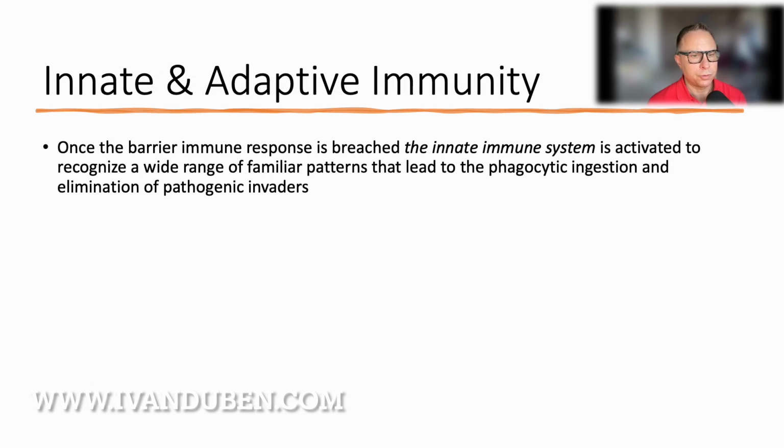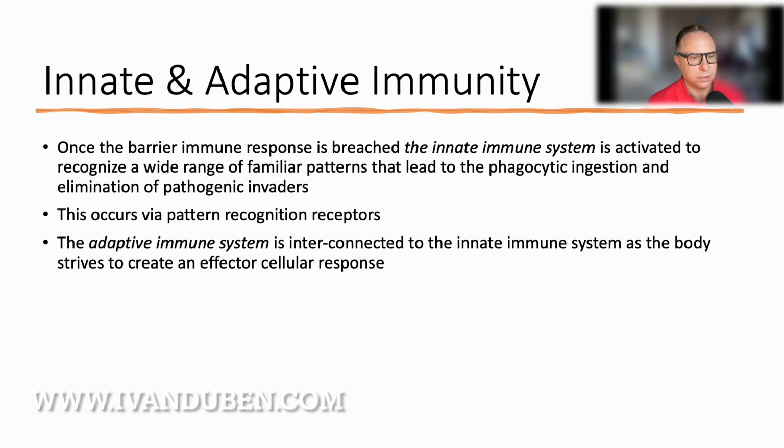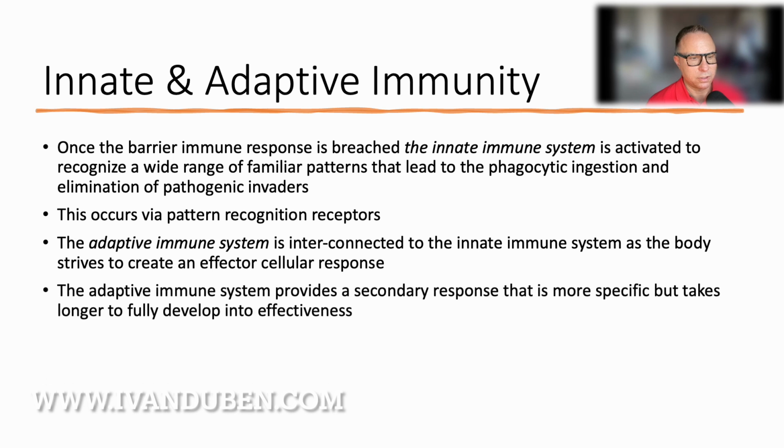Once the barrier immune response is breached, the innate immune system is activated to recognize a wide range of familiar patterns that leads to the phagocytic ingestion and elimination of pathogenic invaders. This occurs via pattern recognition receptors. The adaptive immune system is interconnected to the innate immune system as the body strives to create an effector cellular response. The adaptive immune system provides a secondary response that is more specific but takes longer to fully develop into effectiveness.